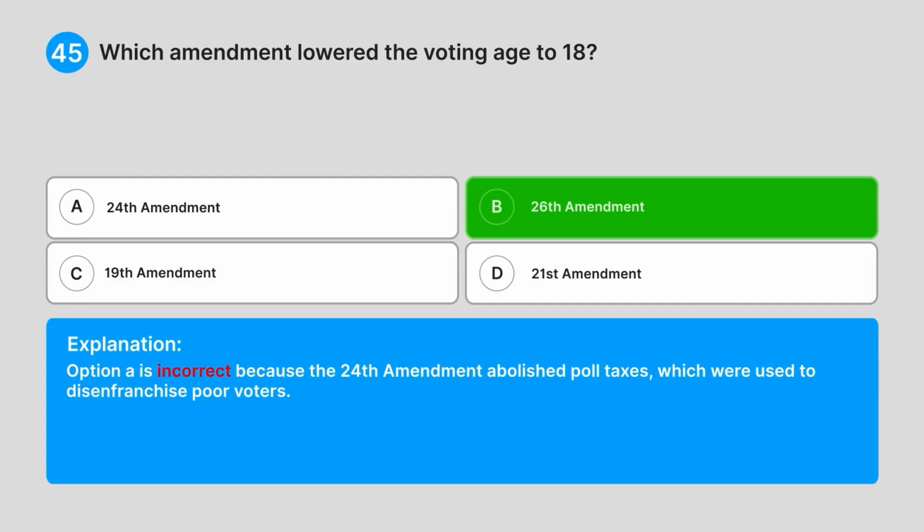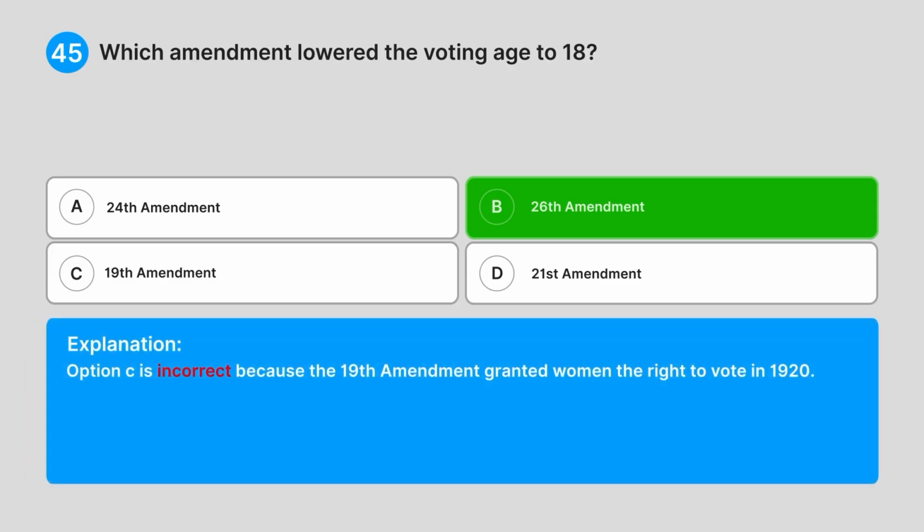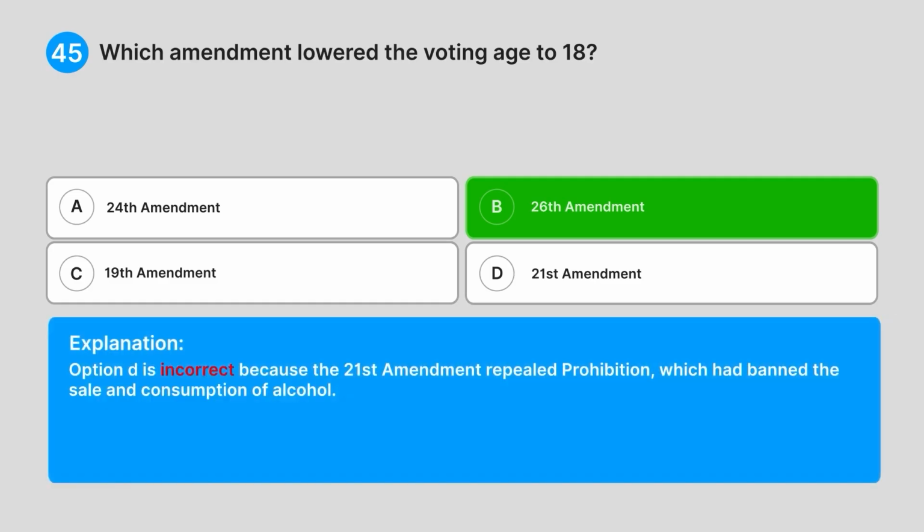Option A is incorrect because the 24th Amendment abolished poll taxes, which were used to disenfranchise poor voters. Option C is incorrect because the 19th Amendment granted women the right to vote in 1920. Option D is incorrect because the 21st Amendment repealed prohibition, which had banned the sale and consumption of alcohol.